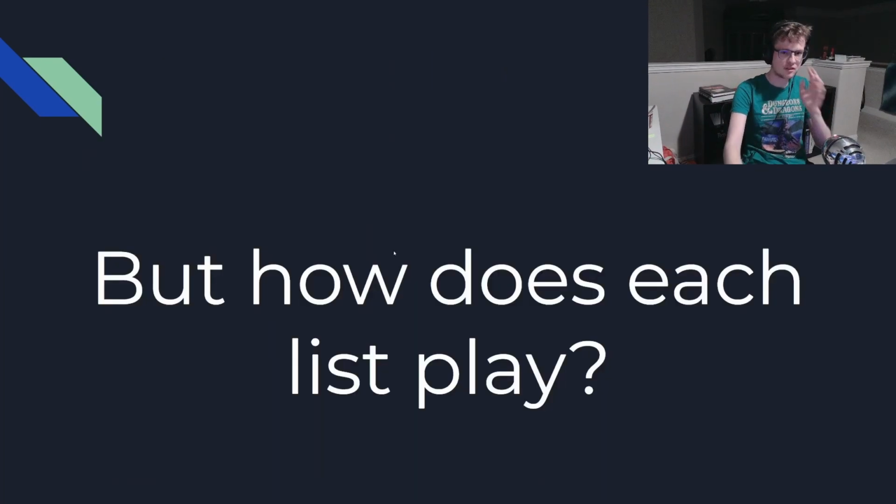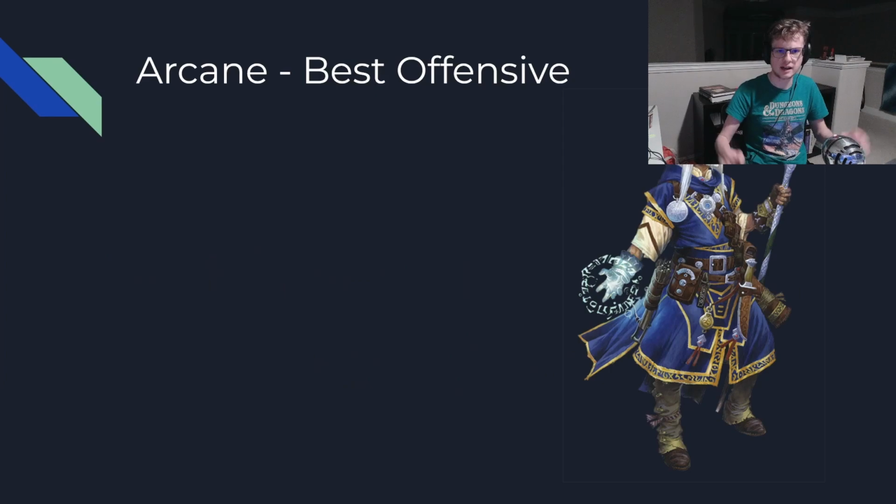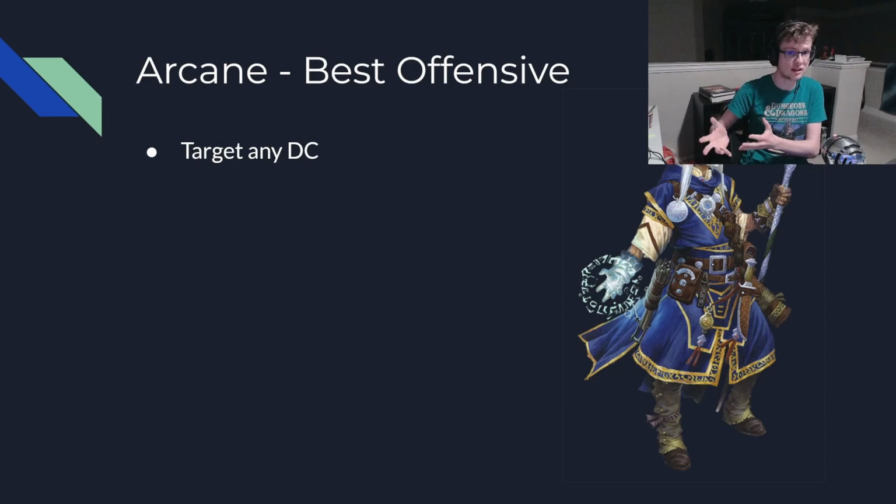But how does each actual spell list play? Because that's far more important than knowing the theory behind why they have what they have. So let's start with Arcane. This is your best offensive spell list. They can target any DC really easily, because they have all the reflex and fortitude saves that matter would give you, as well as all of the will DC stuff that mind would give you. So that lets them have a lot of different abilities to attack people.